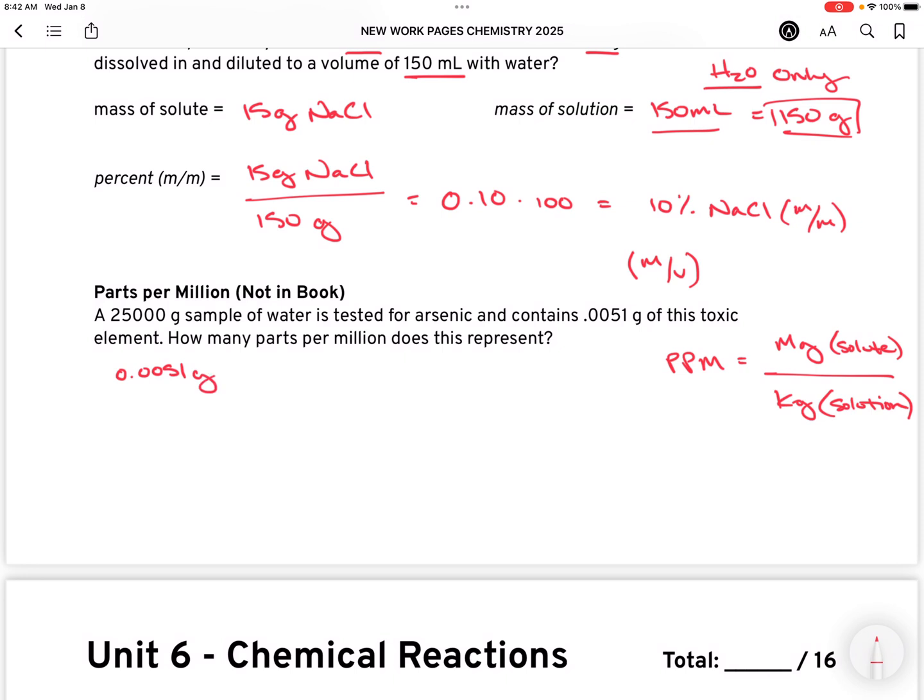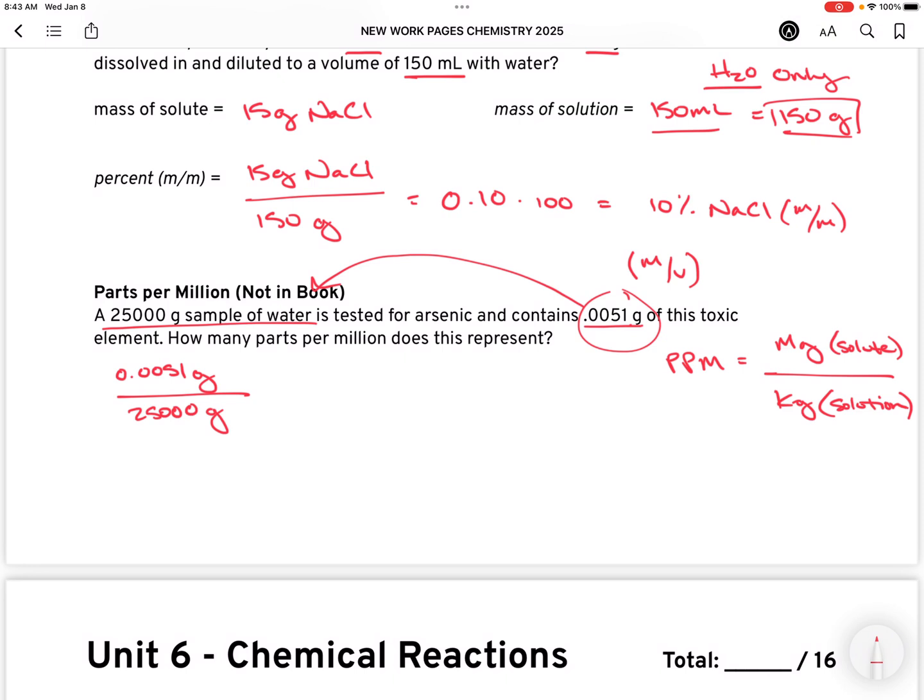0.0051 grams per 2,500 grams. I'm going to set this up here. So right here, we have a 2,500 gram sample of water that is tested for arsenic and contains 0.0051 grams of this toxic element. So these are really small numbers compared to how much there actually is in this whole solution, okay?